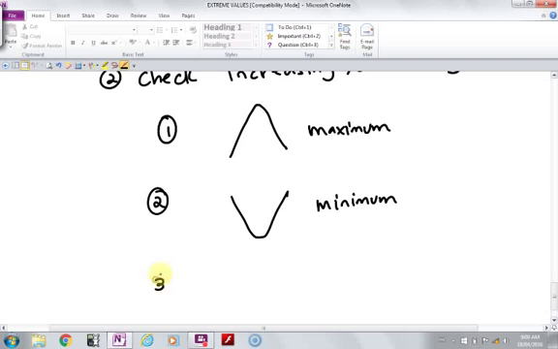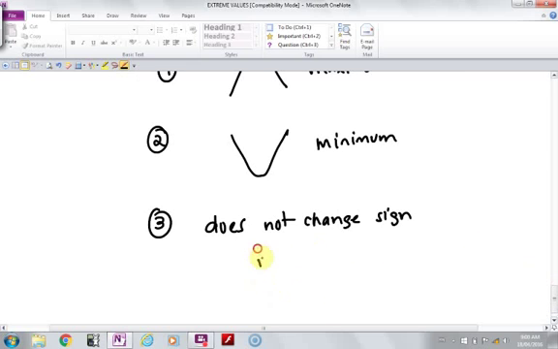Okay? So for 3, if it doesn't change sign, then it's inconclusive. So we'll have to look again. But here's an example of one that doesn't change sign. We'll have a flattening right there, but it's increasing on the left and it's increasing on the right. So we don't have a local maximum in there. Okay? So that's an example of it.